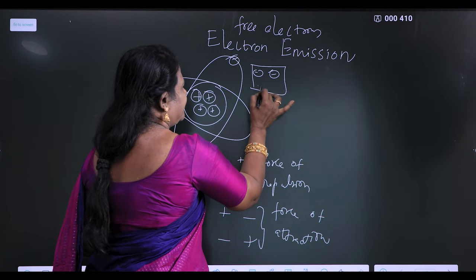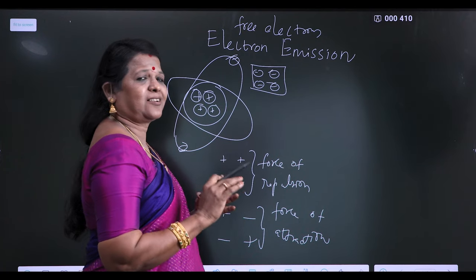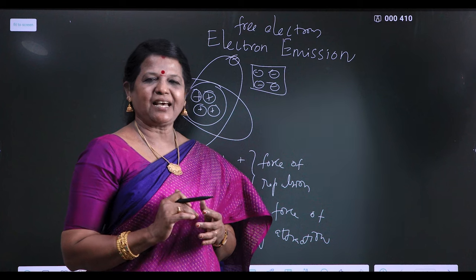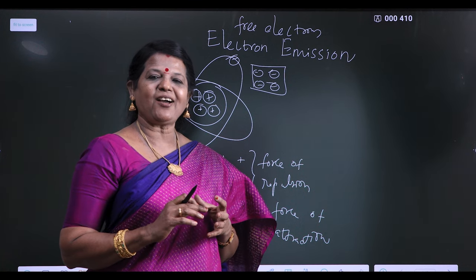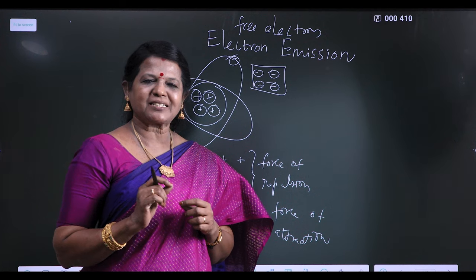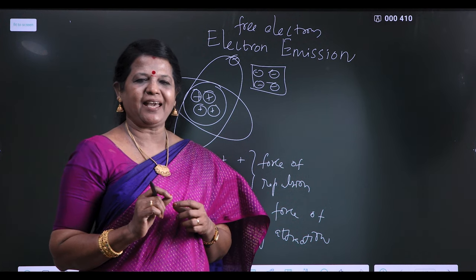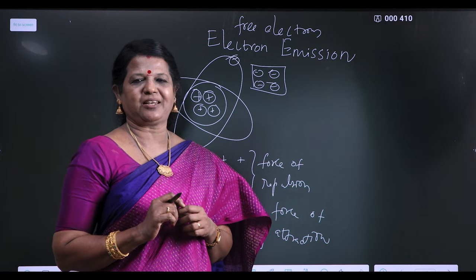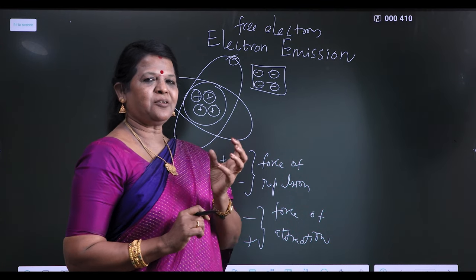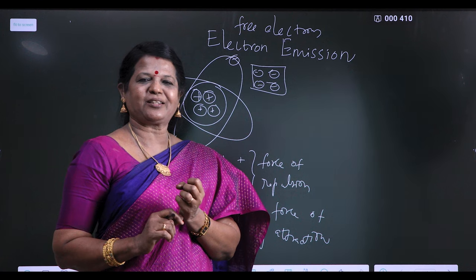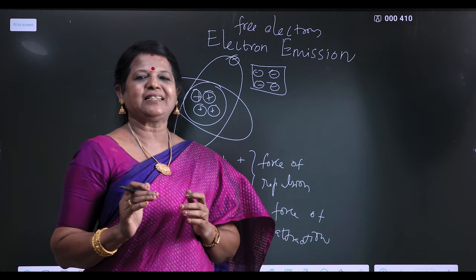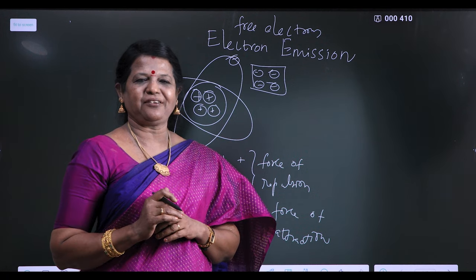Inside the metal piece, with one particular kinetic energy, the electrons are moving here and there. But they cannot have the energy to cross the surface. Because in order to leave the metallic surface, the free electrons must cross a potential barrier created by the positive nuclei. When the electrons come to the surface, the central nucleus exerts a force of attraction over the electron. So they just move within the metal itself. They cannot cross the surface.